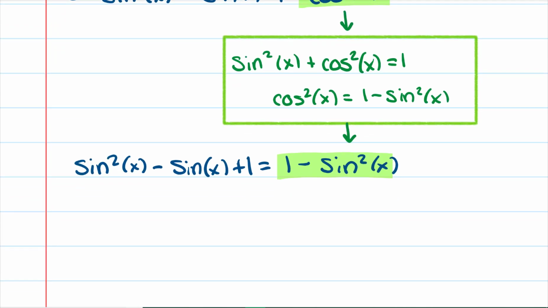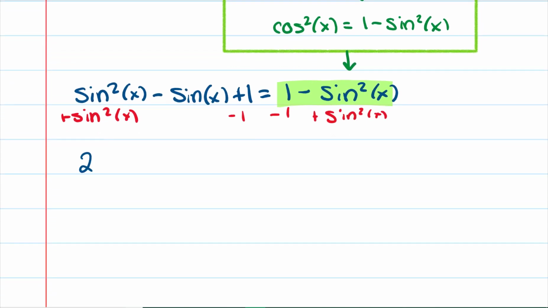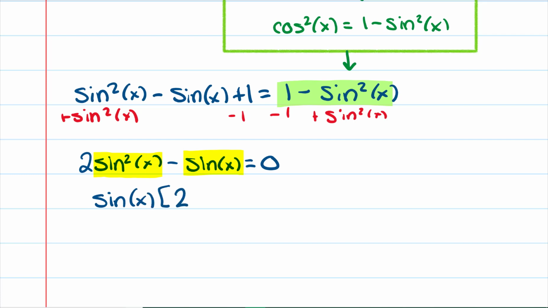So my next step is to get everything on one side. So I'm going to subtract 1 from both sides and add sine squared to both sides. And I'm going to get 2 sine squared minus sine is equal to 0. And in this case, it's like in a problem we did a long time ago, where you only have two terms and they have something in common. So they both have a sine of x in common. So I can factor that out. And I get sine of x times 2 sine of x minus 1 is equal to 0.